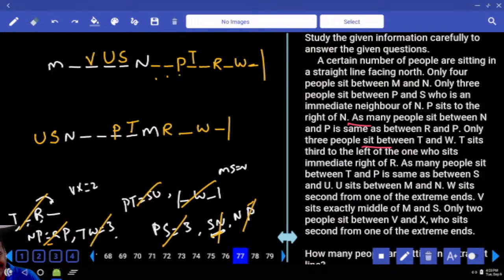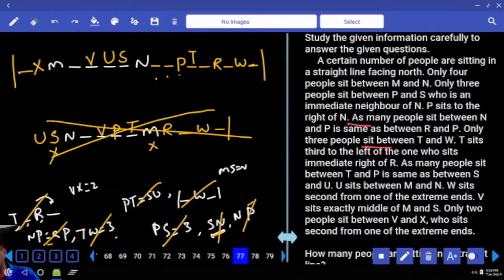Now V is exactly between M and S, 1, 2, 3, 4, 5. Hence V is exactly between M and S. And V and X, how many people? There are 2 people. Now V and X, 2 people, 1, 2, X will be here. And X is seated second from one of the extreme and X will be here. And V and X, there are 2 people. And 2 people between V and X, X can be here or X can be here. Is it possible? And this case is completely ruled out. Now we have left with this.